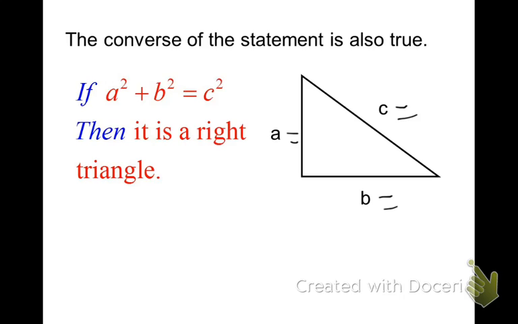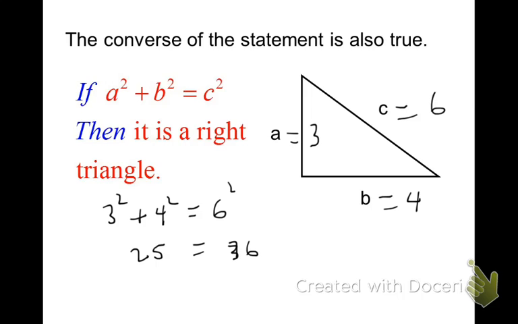So let's use our 3, 4, 5 as an example. If A is 3 and B is 4, we know if it's going to be a right triangle, it would have to be 5. So I'm not going to make it 5. I'm going to say, hey, let's say it's 6. Then is it a right triangle? If it is, then the two smaller numbers, 3 squared and 4 squared, have to be equal to the longest number, which in this case is 6 squared. And since 9 plus 16 is 25, and 6 squared is 36, since a squared plus b squared is not equal to c squared, then this is not a right triangle.